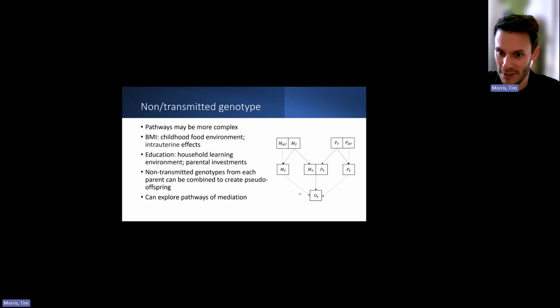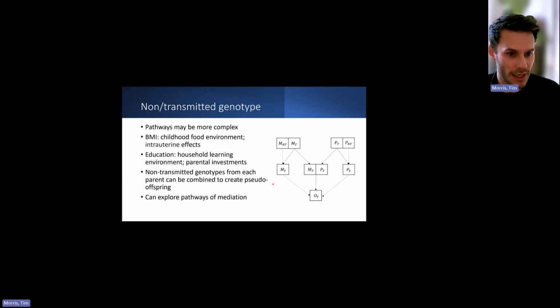The bits of my parents' genomes that I don't receive cannot have any plausible biological pathway through me, because I don't receive them. So they can only operate through the environment. And so we could ask, for instance, with respect to BMI, how does the food environment that children are reared in affect their later life BMI? We could look at differential maternal and paternal effects to get at potential intrauterine effects, which can only operate through the mother rather than the father.